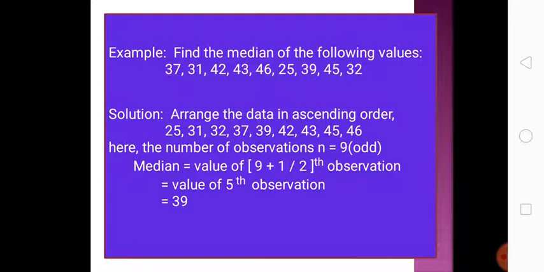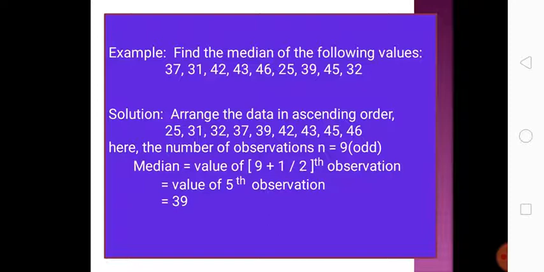For example, find the median of the following values. You can see in the slide the mathematical values are 37, 31, 42, 43, 46, 25, 39, 45, 32, and here the number n is 9. 9 is an odd number. So firstly we arrange all of these values in ascending order: 25, 31, 32, 37, 39, 42, 43, 45, 46.